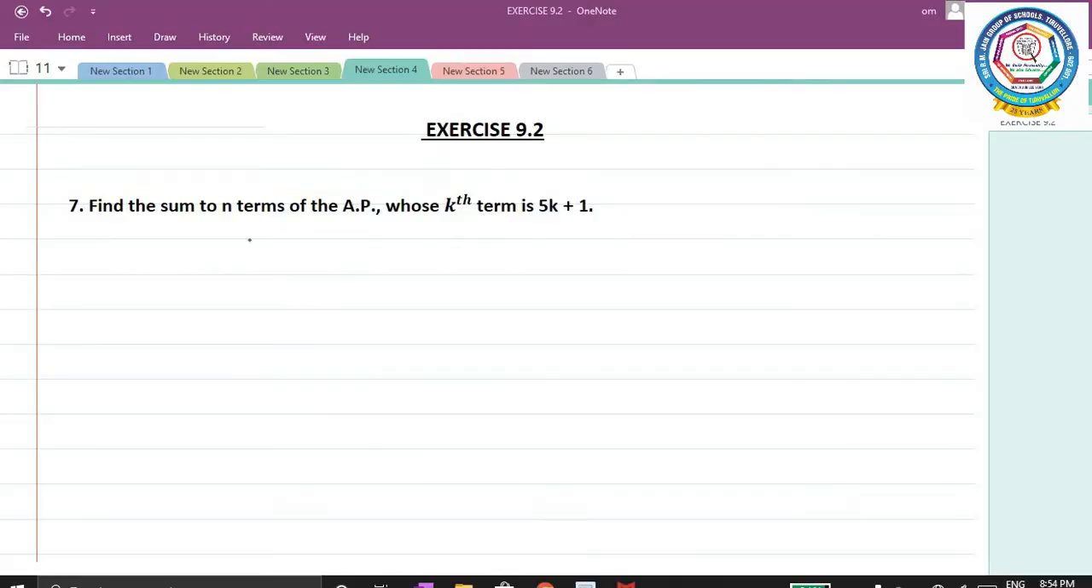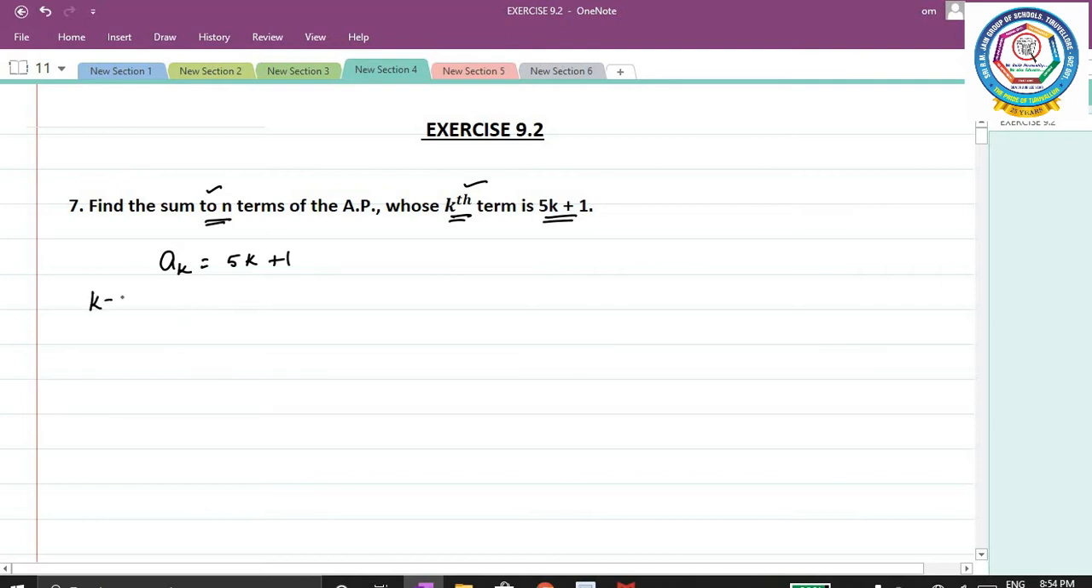Exercise 9.2 continuation, question number 7. Find the sum to n terms of an AP whose kth term is 5k plus 1. Here the kth term is given, we have to find the sum of n terms. So a_k is equal to 5k plus 1. We have to substitute 1, 2, 3, 4 in place of k. That only we will get the sequence.